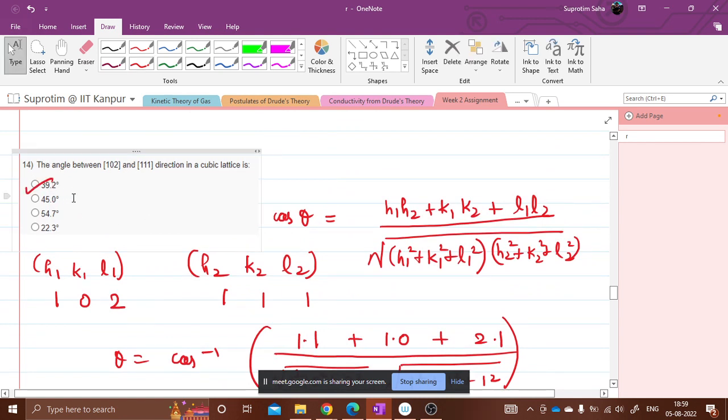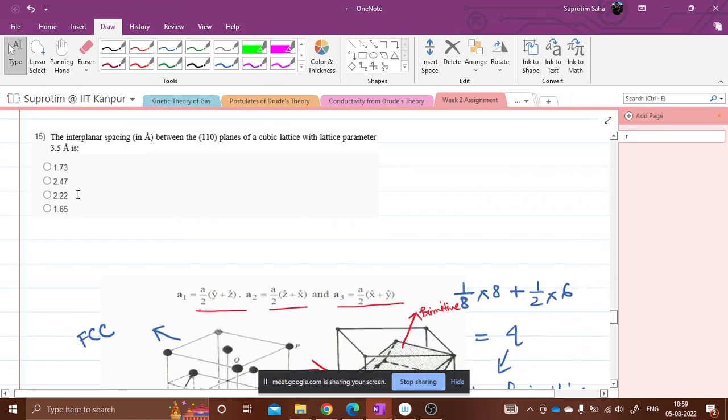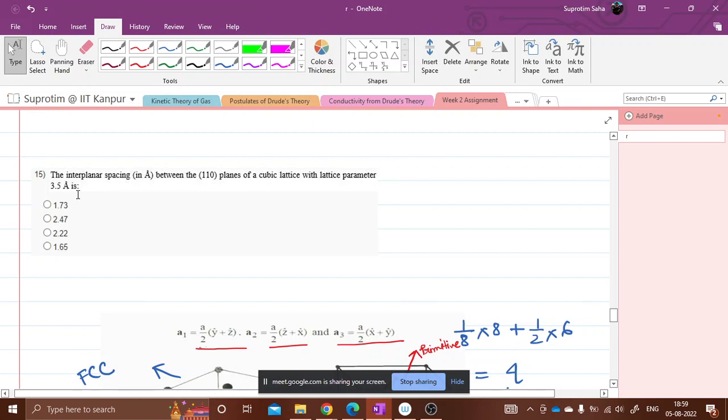So this is a simple exercise, just a warm-up exercise. And yeah, the interplanar spacing in angstrom between the 110 planes of a cubic lattice with a given lattice parameter. Of course, we have oversimplified it. We have only learned about the cubic system. So these are all formulas that you apply for the cubic system only.